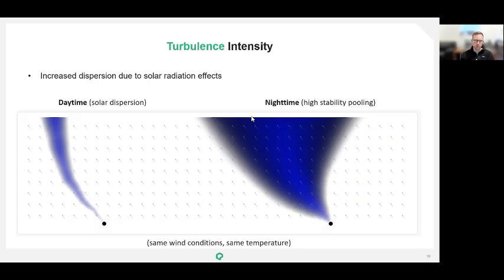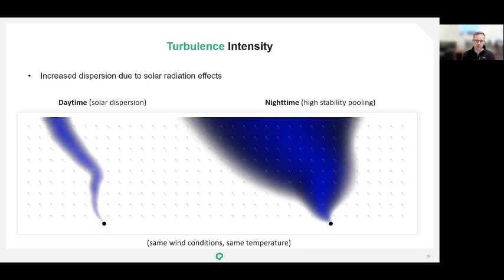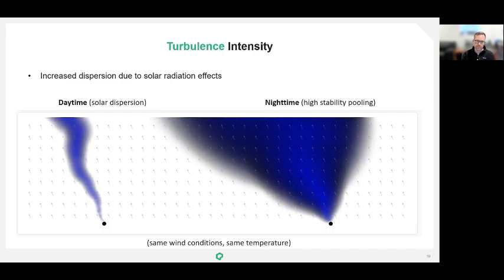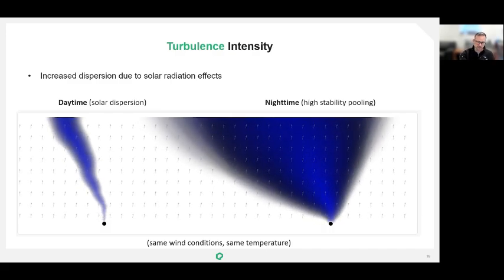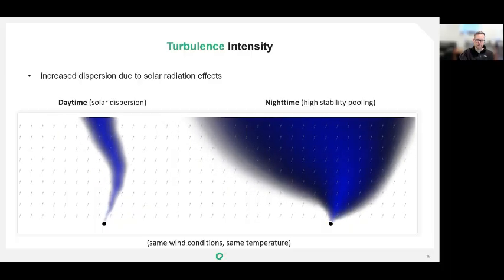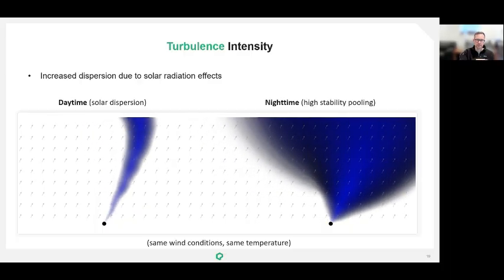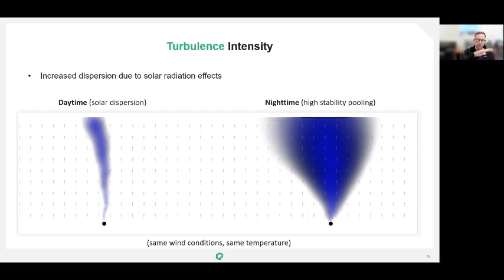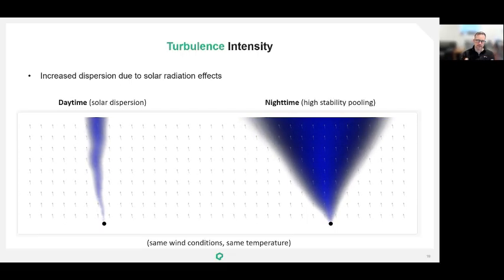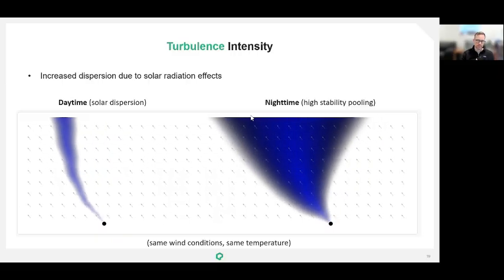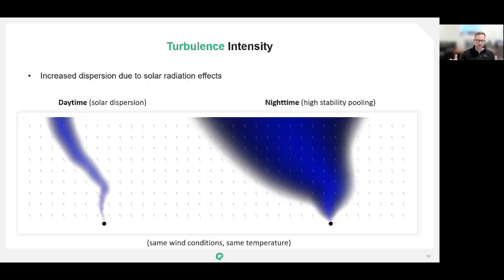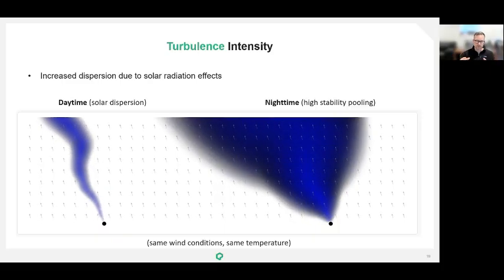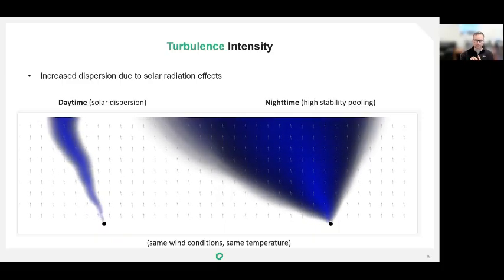And so what we realized was the missing piece was solar radiation. During the day, obviously sunlight hits the ground, and there is a heating action that drives convective turbulence. And effectively, we're pumping the plume upwards and outwards and spreading it. And so at night, without solar heating, the atmosphere becomes highly stable and this dispersion collapses.